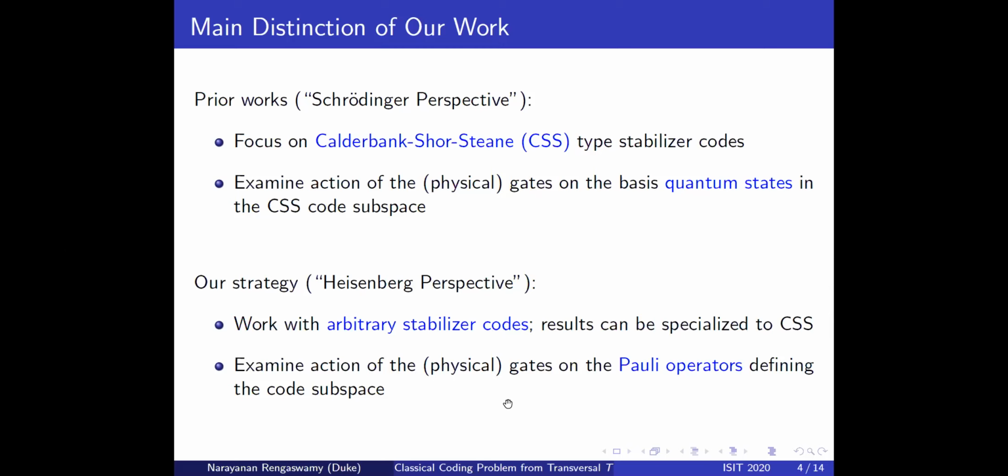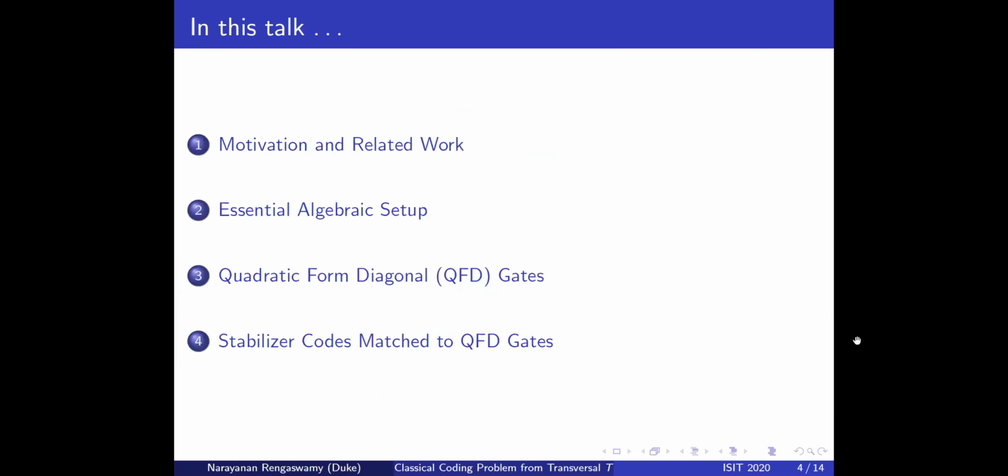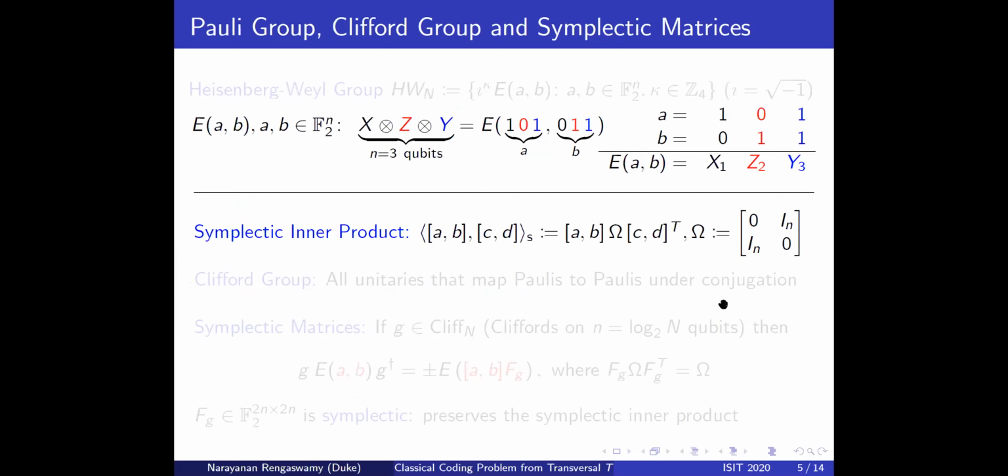And the way we do it is, instead of looking at these basis states, we look at the operators for which these states are eigenvalue 1 eigenvectors. So meaning the operators that fix the state, and we evolve the operators through the gates that we do in the lab. And that's an equivalent approach, but it's more general because analyzing basis states of non-CSS stabilizer codes is usually hard. Okay. Now with that high-level motivation, let me set up some quick notation.